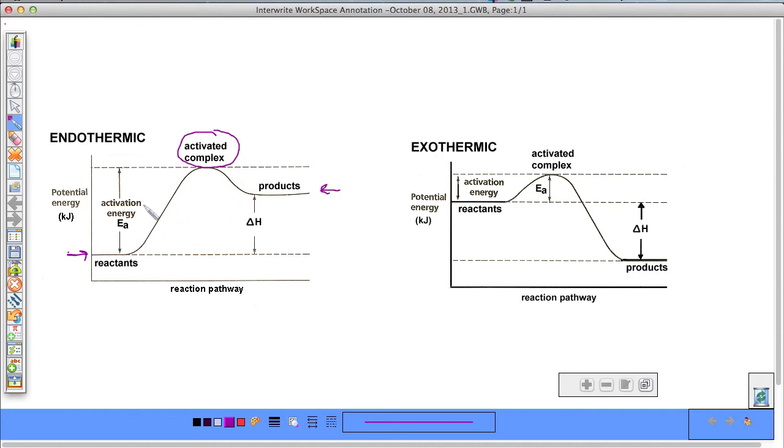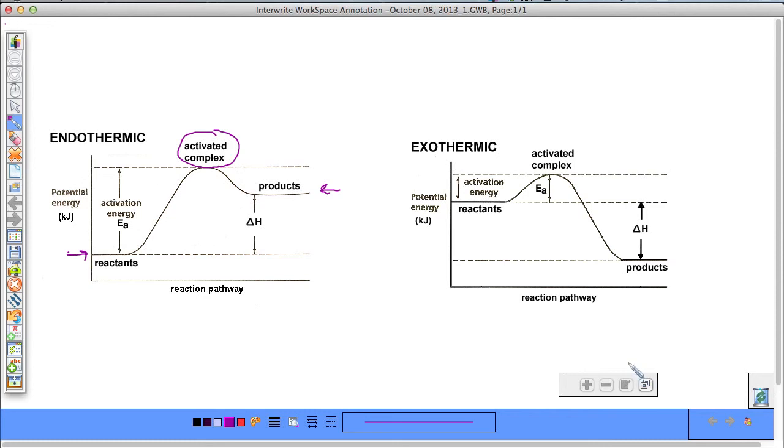So this one is going to require some kind of process that makes this happen, or it's going to be driven by a high amount of entropy. We'll get into that later. But here, once again, here's your activation energy. Activated complex is the highest energy state. So we get over that, and we can go all the way down. So this is exothermic, showing you the energy diagram of an exothermic reaction.